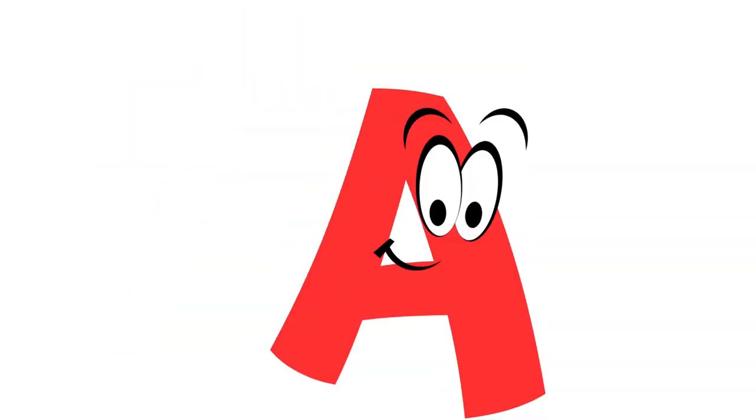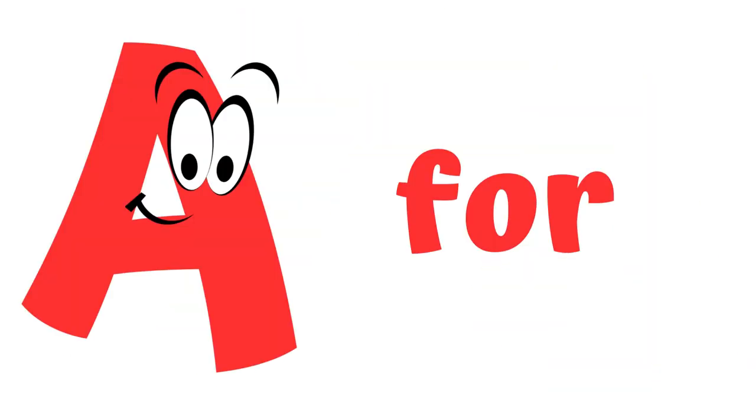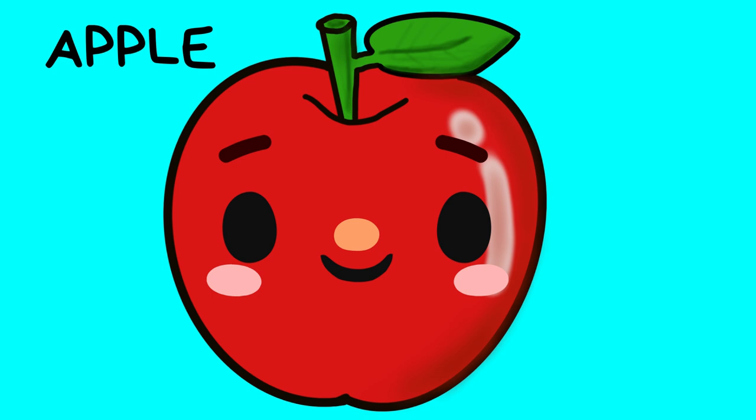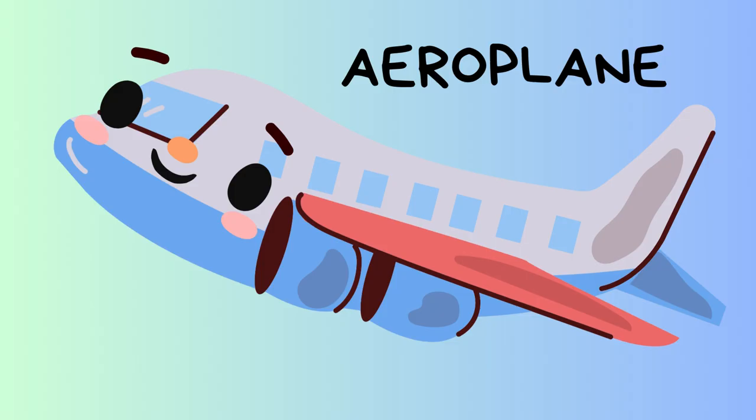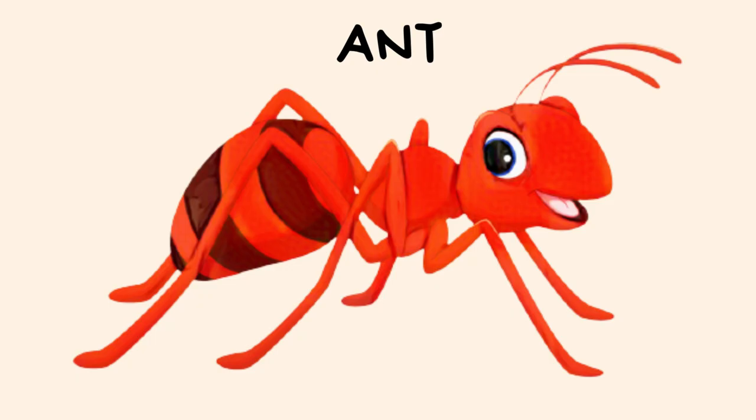Hey kids, I am the alphabet A. Do you know what fruit this is? Yes, it's an apple. A for apple. This is an aeroplane. A for aeroplane. This is an ant. A for ant.